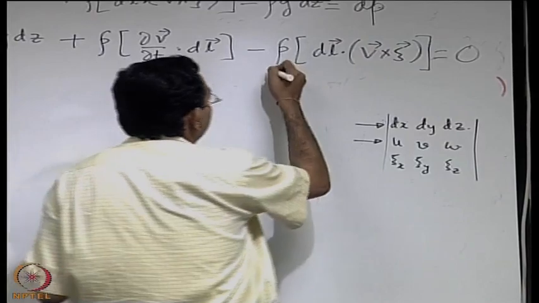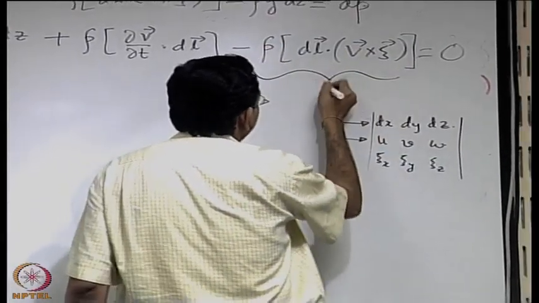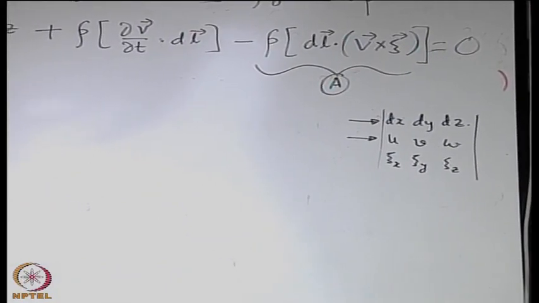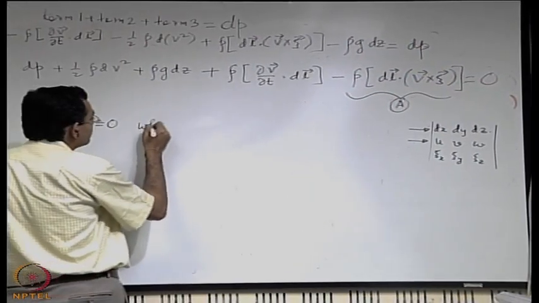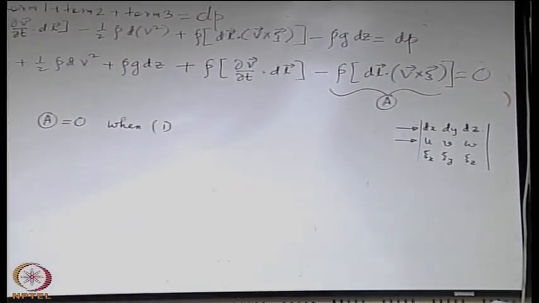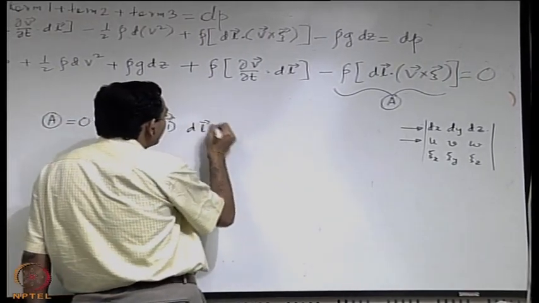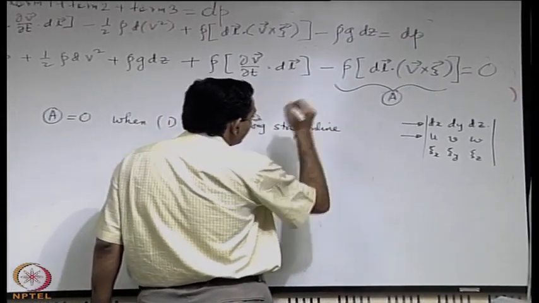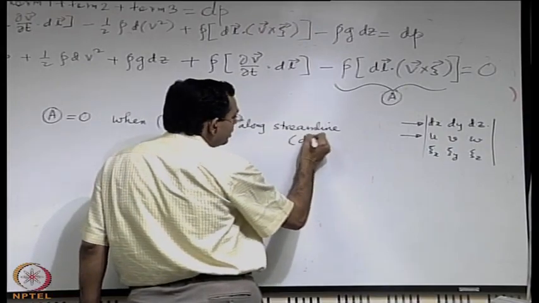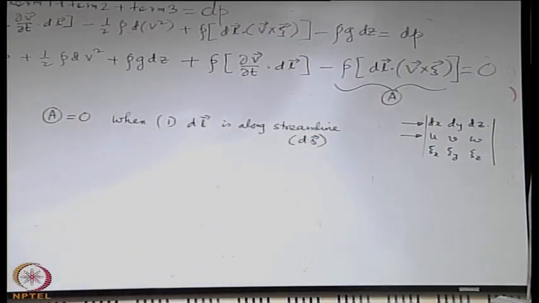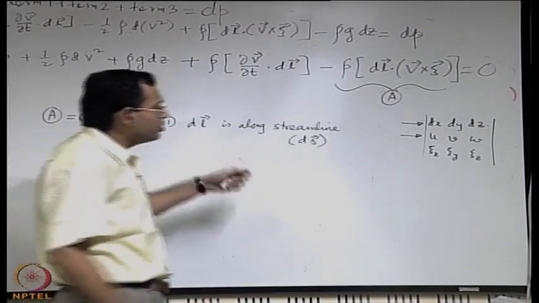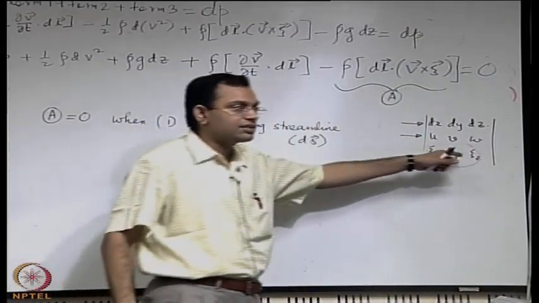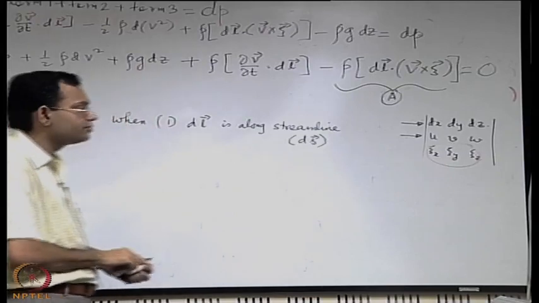So if we consider this as like term A, we will identify certain cases when A becomes 0. So A equal to 0 when certain cases, one is dl is along streamline, let us call the streamline direction as ds, s for streamwise coordinate. When that is the case, we do not care whether it is an irrotational flow or not, it does not matter whether it has non-zero components of the vorticity vector.